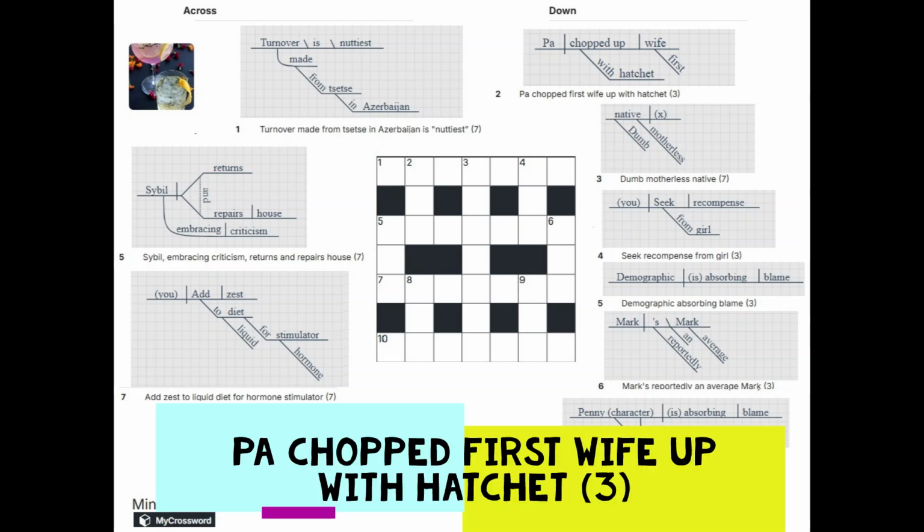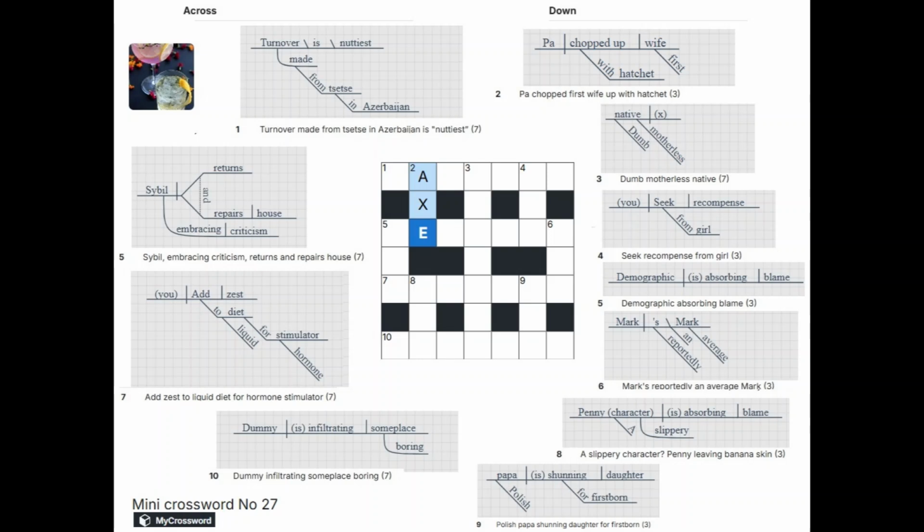So the first clue, 2 down, says, Pa chopped first wife up with hatchet, 3 letters. There's a charming image for you. So if you chop pa, you can get a P or an A. In this case, we're going to get the A. First wife is X, EX, and if you make that go up, because it's a down clue, you would get XE, and therefore we would get the word axe, which means hatchet.